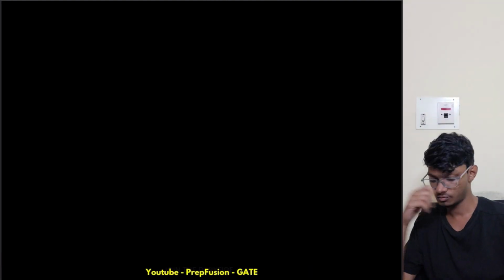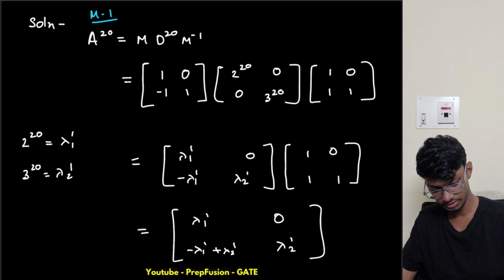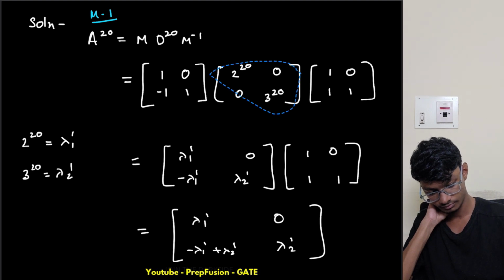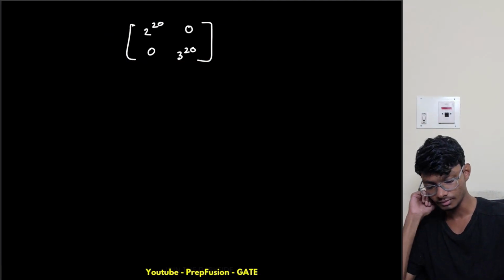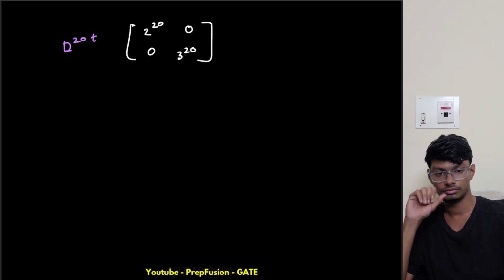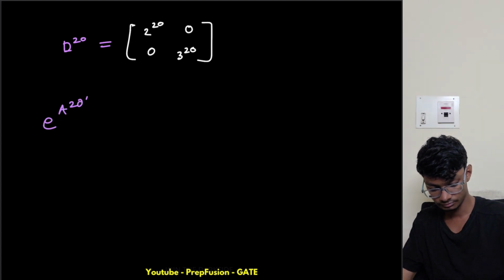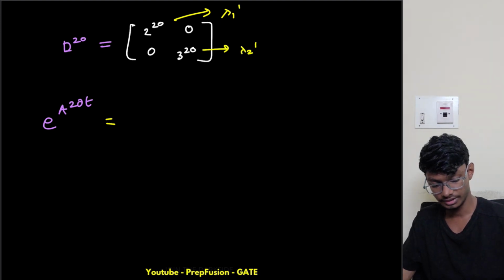So what are my lambda 1, lambda 2? Again it is the same thing. So D raised to power 20, what will it become? It will become this one only, so I will just copy this and paste it over here. This is my D raised to power 20. I haven't multiplied t, t is outside. Now I will assume this as lambda 1 dash and this as lambda 2 dash. So what will be my e raised to power 20t?